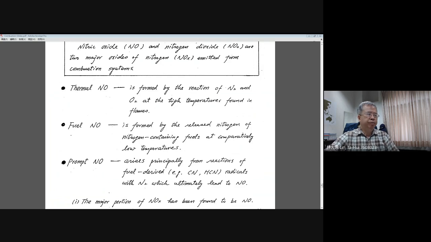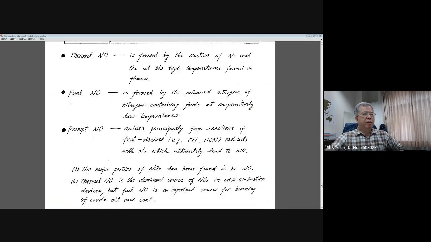In simple classification, you can understand thermal NO: the nitrogen atom and oxygen atom come from the air, from the nitrogen in the air and the oxygen in the air. But for the fuel NO, the N comes from the fuel, therefore we call this fuel NO, but the O definitely comes from the oxygen in the air. For prompt NO, the N comes from the nitrogen in the air, but it requires reaction with fuel intermediates, for example the CH radical or C2 radical, as I mentioned.